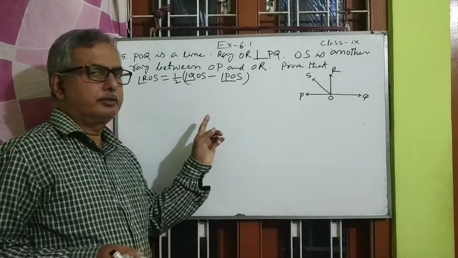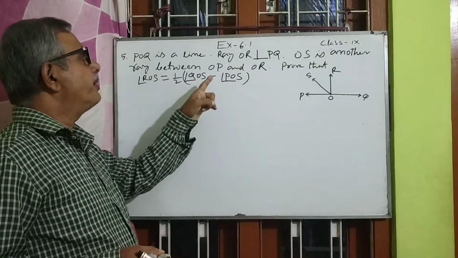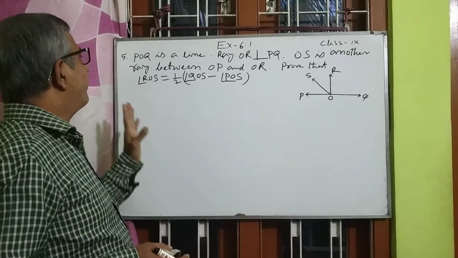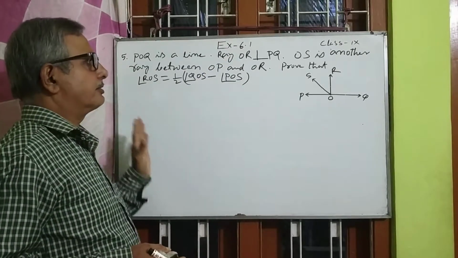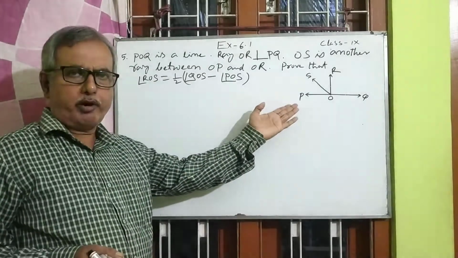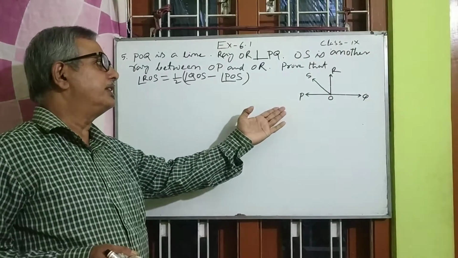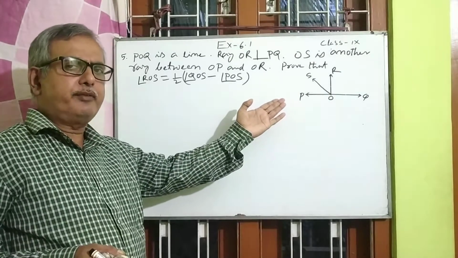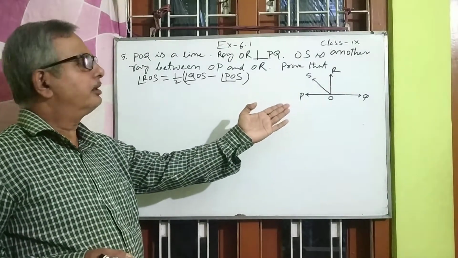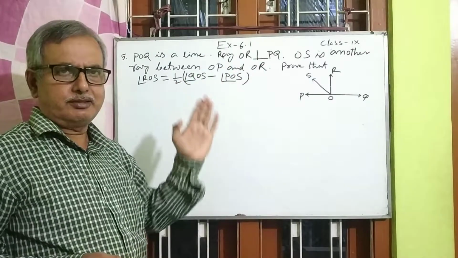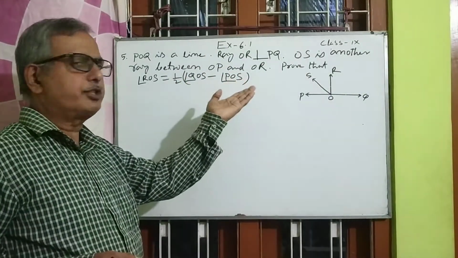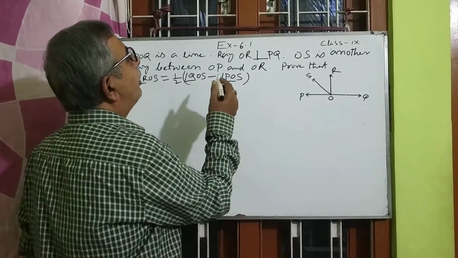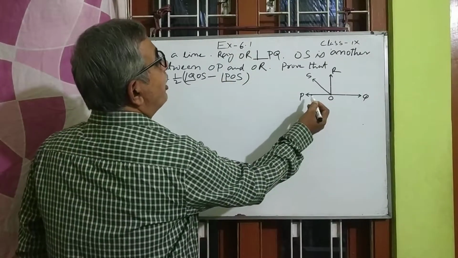Dear friends, you see the same exercise 6.1. Question number 5, we are going to discuss. The figure is given already, but it is not compulsory that in the examination you will get the figure. If the figure is not given, you can draw the figure with the knowledge of the question. You see, in the question everything is given very clearly. What are the things given here?